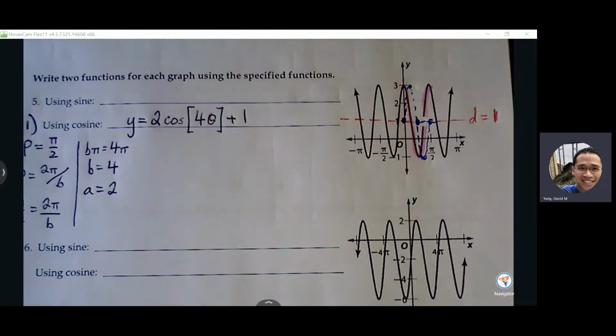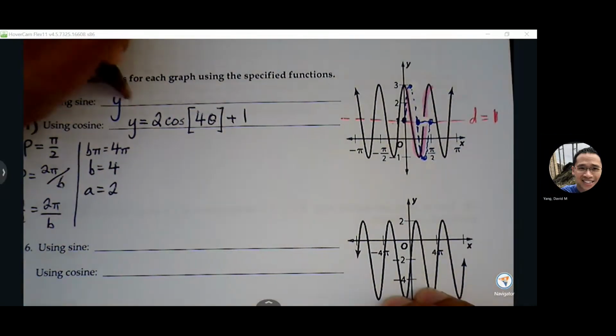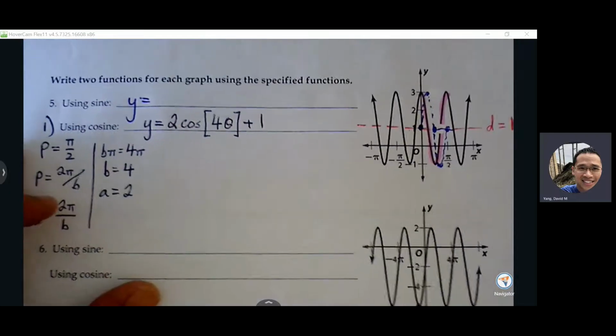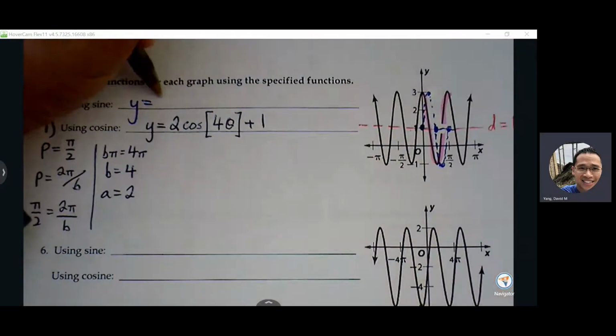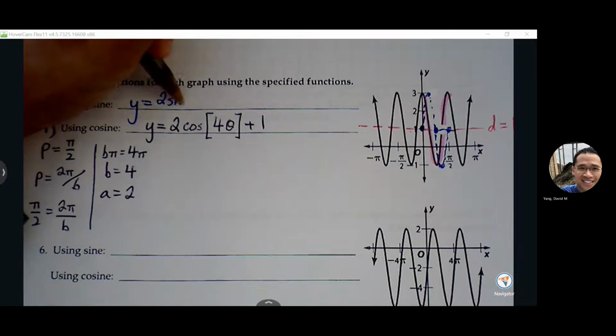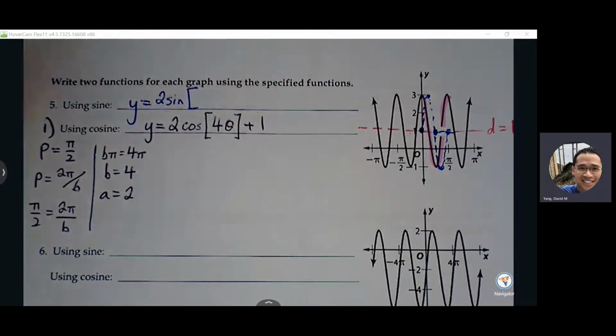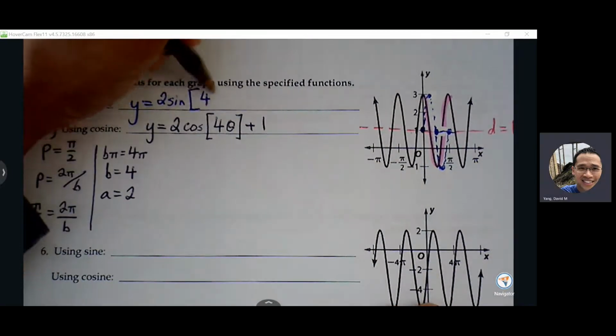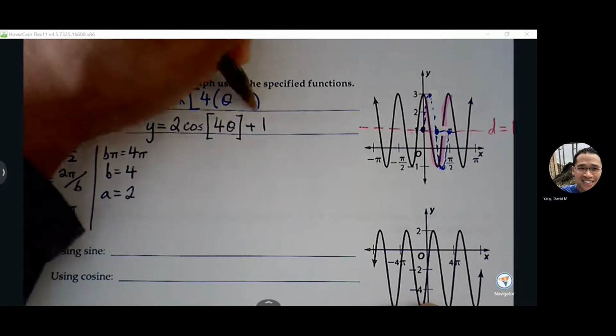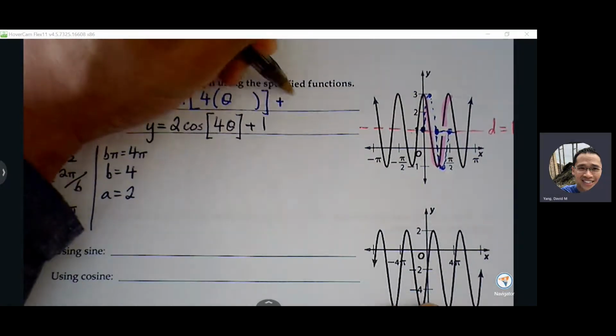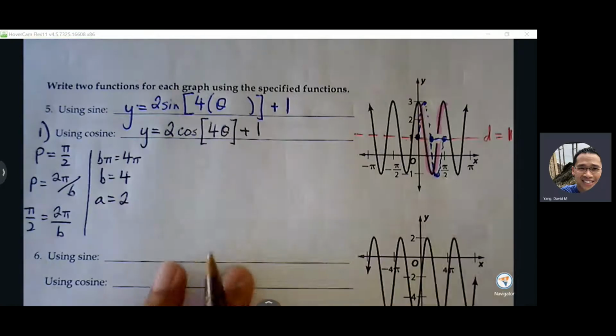Okay, but a lot of similarities, right? The sine also has an a value of what? 2. Also a b value of 4, parentheses theta. Also a d value of 1. The only thing we have to worry about is what that c value is.